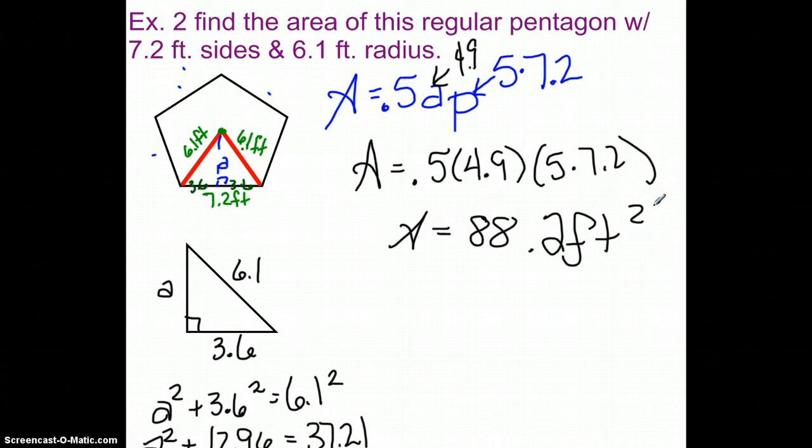Now remember on this, you really have to be careful about rounding your numbers early on, like this 4.9. That could change how this looks. So keep that in mind.